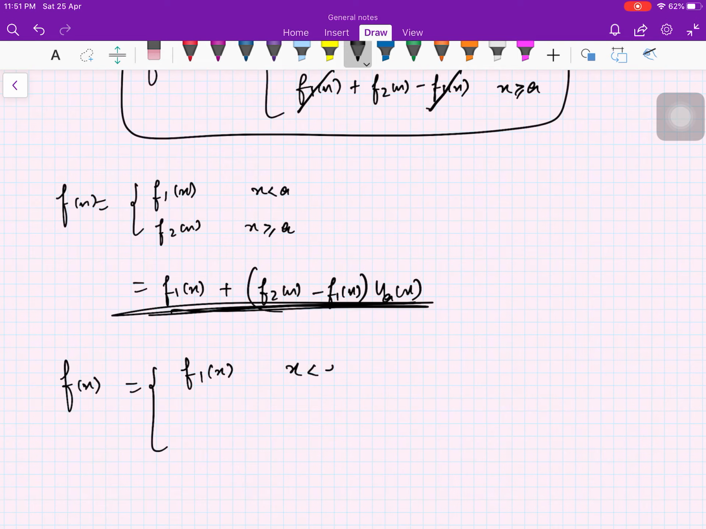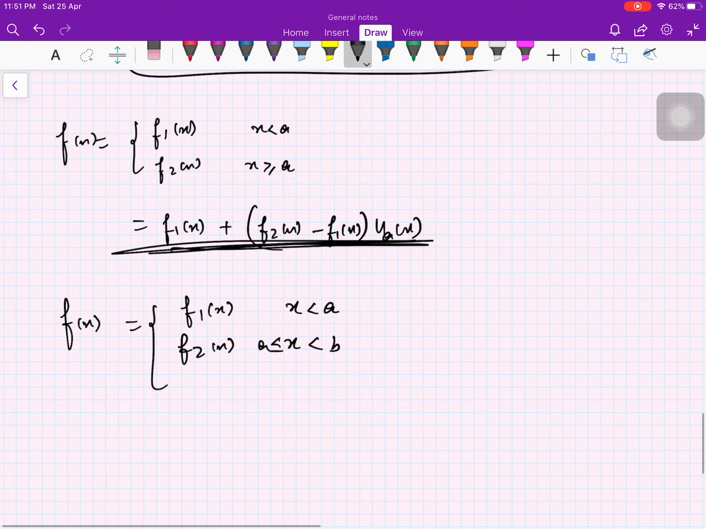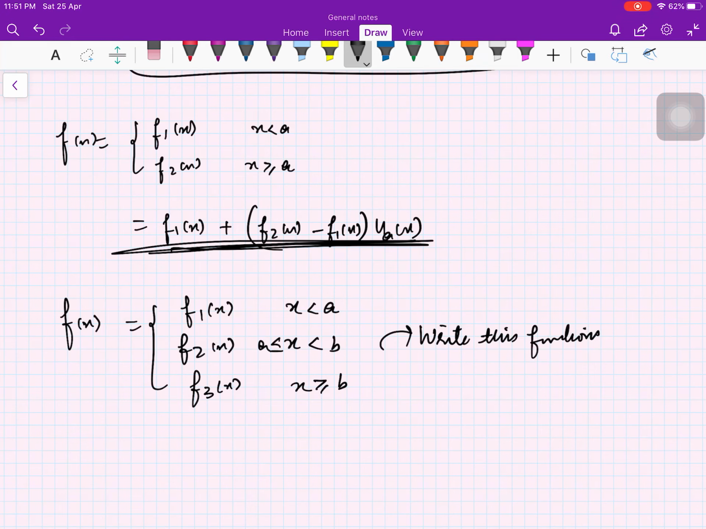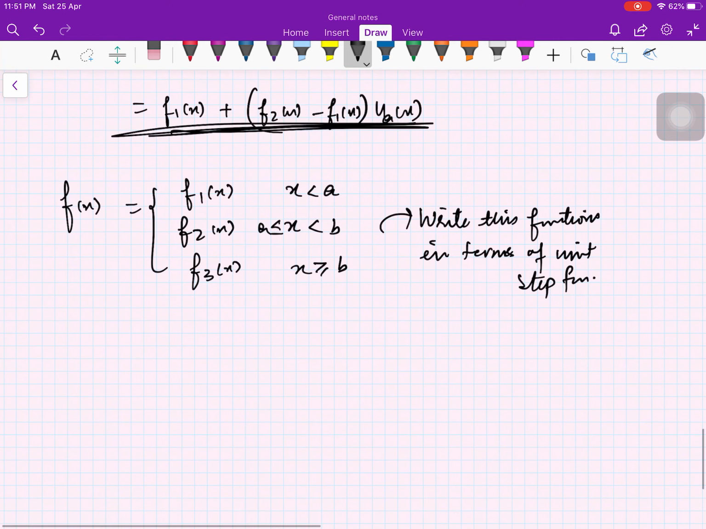Suppose you have another example: a function which is f1(x) for x less than a, f2(x) for x greater than or equal to a and less than b, and f3(x) for x greater than or equal to b. How can we write this function in terms of unit step function?